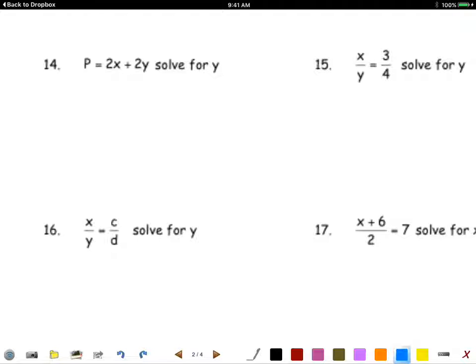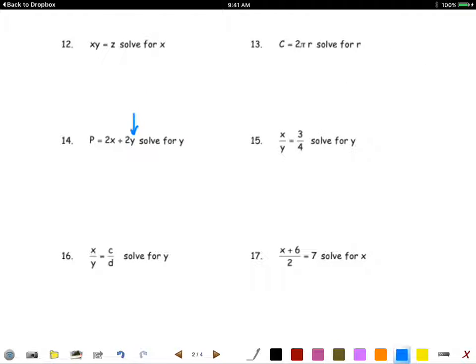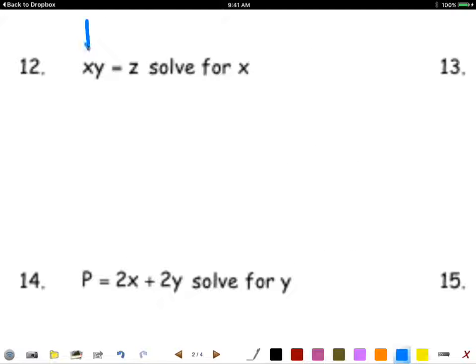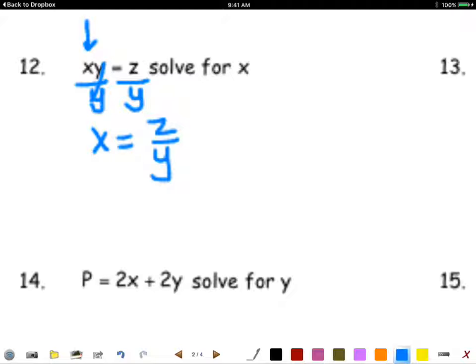Okay. Solve for y. Wait, so we're not doing 12 and 13? Where did that go? Did I skip it? Oh, I'm so sorry. Yes, we're doing 12 and 13. We need to do that. All right, solve for x. Oh, we just did one like this. So if we're going to solve for x, we're going to get rid of the y by dividing. So x equals z divided by y. That's it. There's nothing else to do on that one.